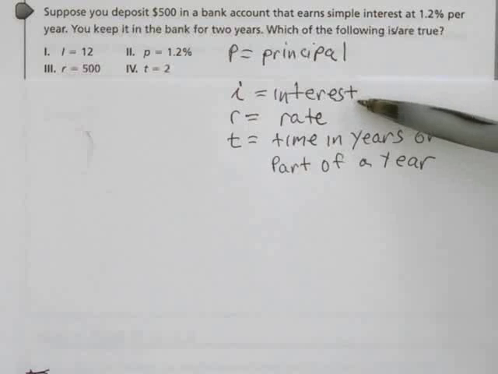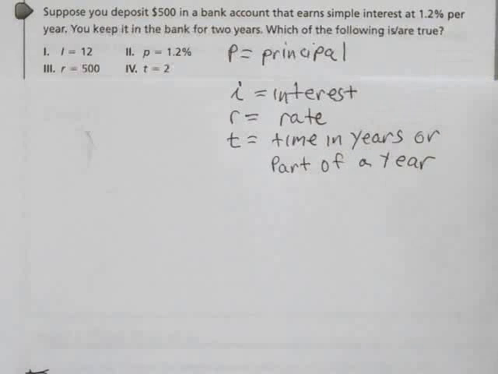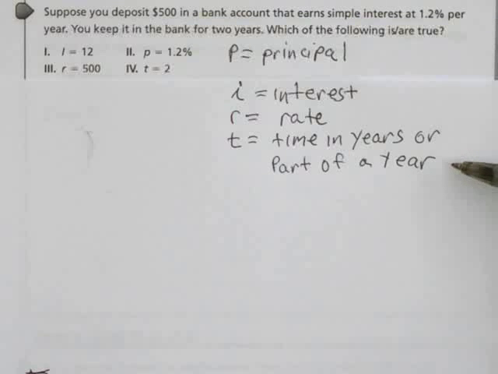It charges you interest. Rate refers to the interest rate, and that's always expressed as a percent. And lastly is time. And in simple interest, it's time in years or part of a year. In other words, if you borrowed money for 2 years, as in the problem we're about to do, you would use the number 2. If you borrowed money for half a year, you would end up using 0.5 because that is half of a year. All right, so let's take a look at this problem.